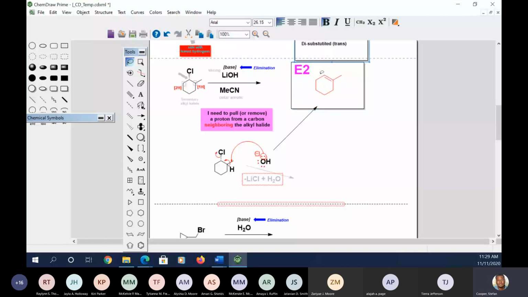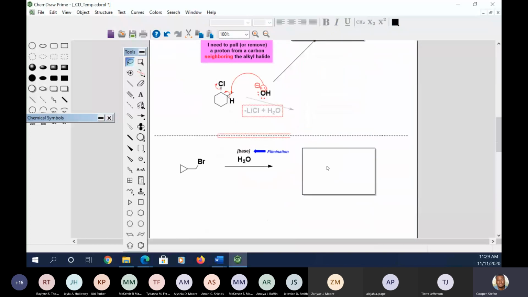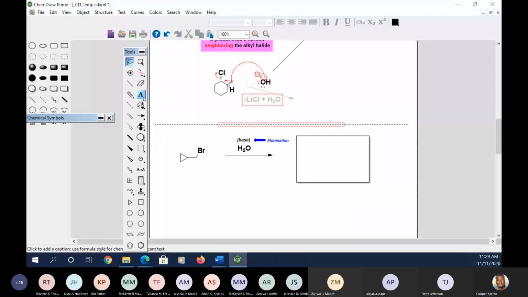Can you guys help me out for this one? So let's work on, first of all, dealing with all my components here. What type of alkyl halide is this? Primary. Yep, this is a primary alkyl halide. Are there any questions there? Good, no questions.